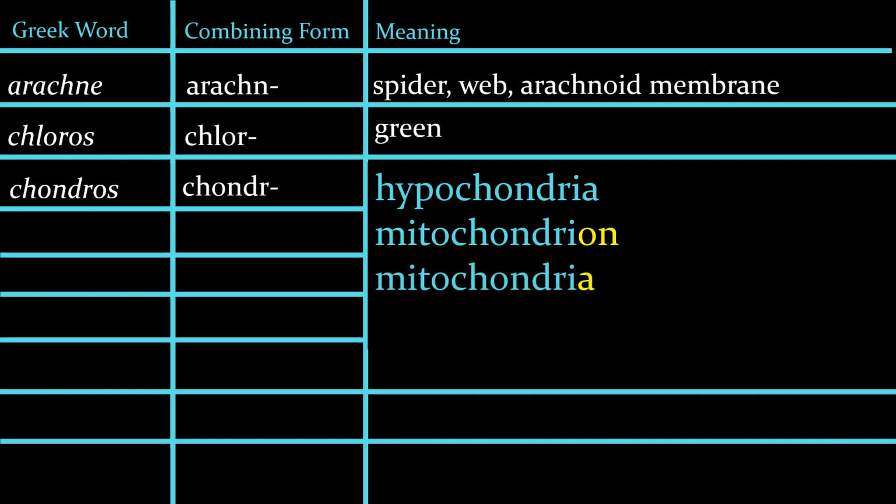Mitochondrion, and remember those on words pluralized to an A, mitochondria. Okay, and we'll see other words that have chondr, but in Greek, especially in modern Greek, if somebody says είσαι chondros, they're just saying, hey, you're fat.